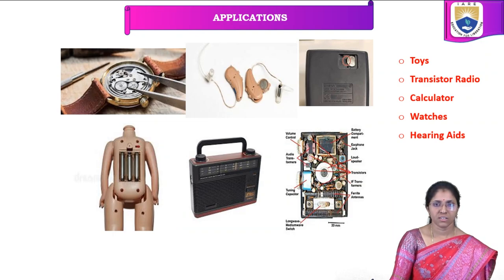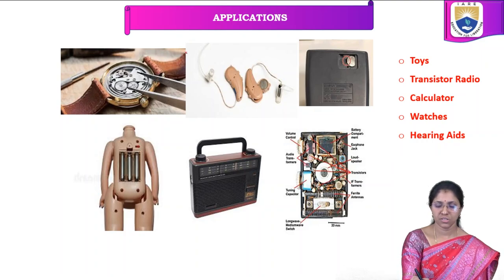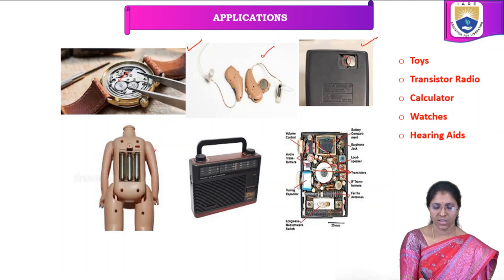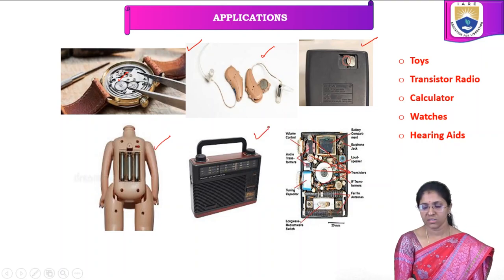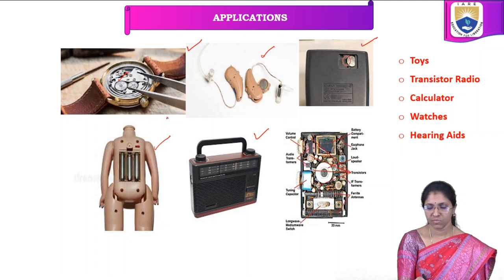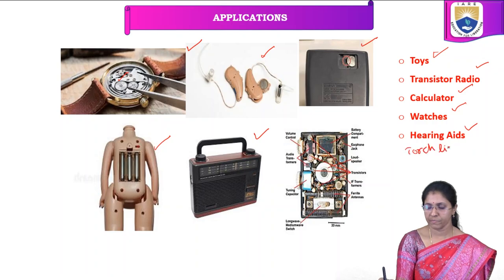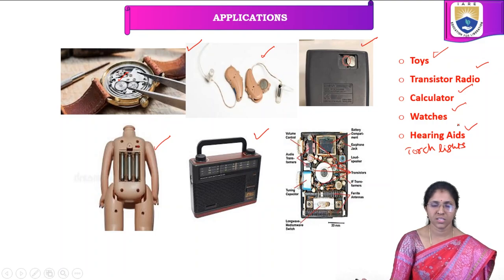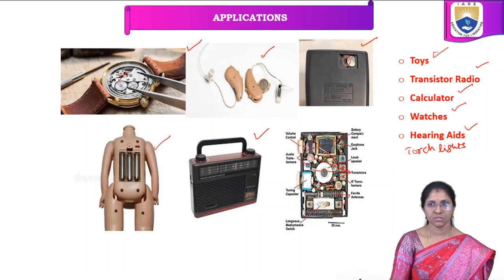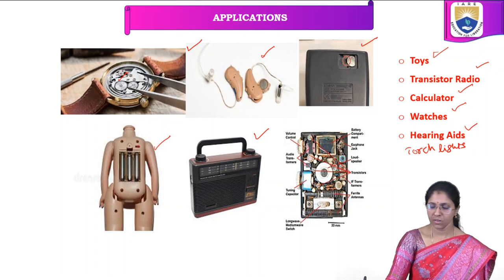These are the applications of dry cells. They can be used in watches, calculators, toys, transistor radios, hearing aids, and also torch lights. These are not rechargeable batteries. They are only for single use, and after single use, they should be discarded. So the applications of dry cells are toys, transistor radios, calculators, watches and hearing aids. So this is about dry cell construction, reactions and applications.